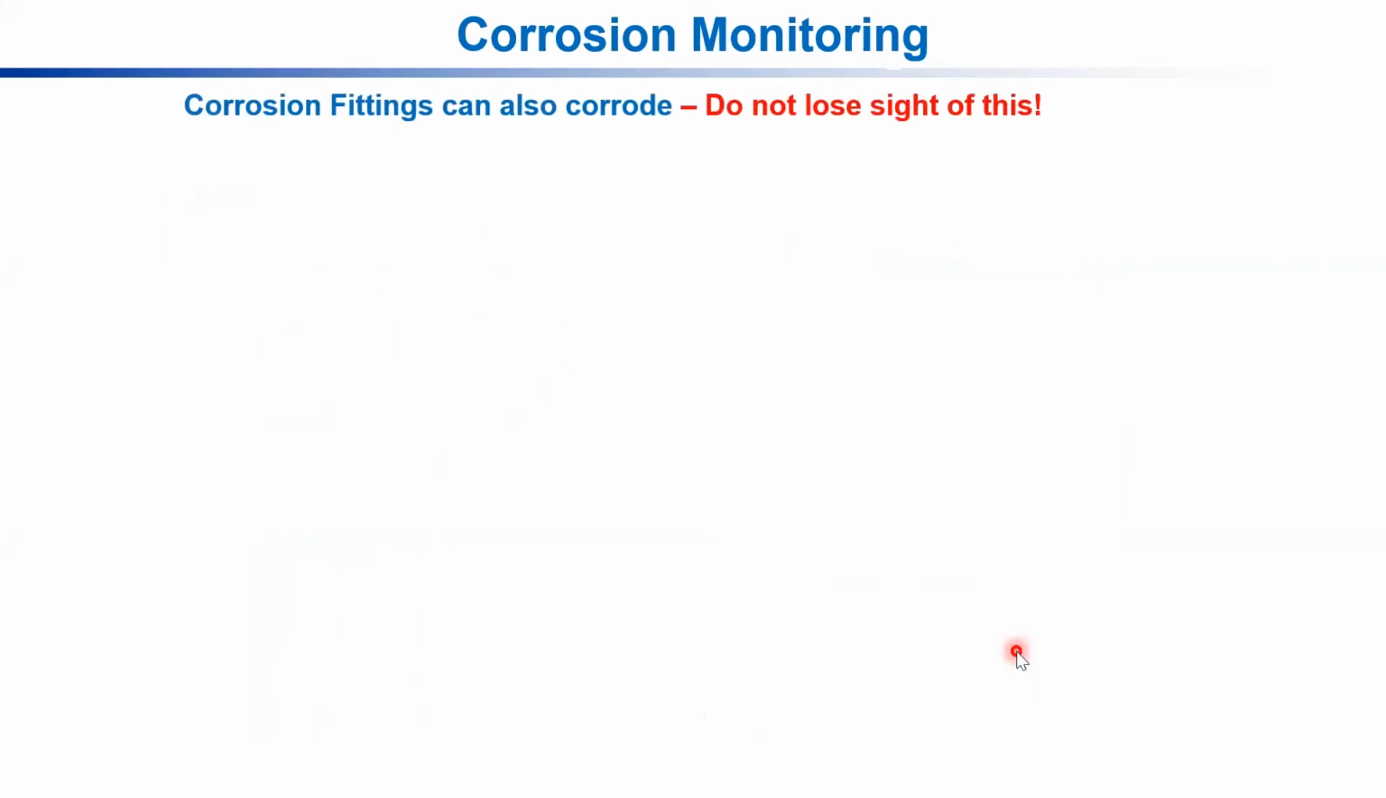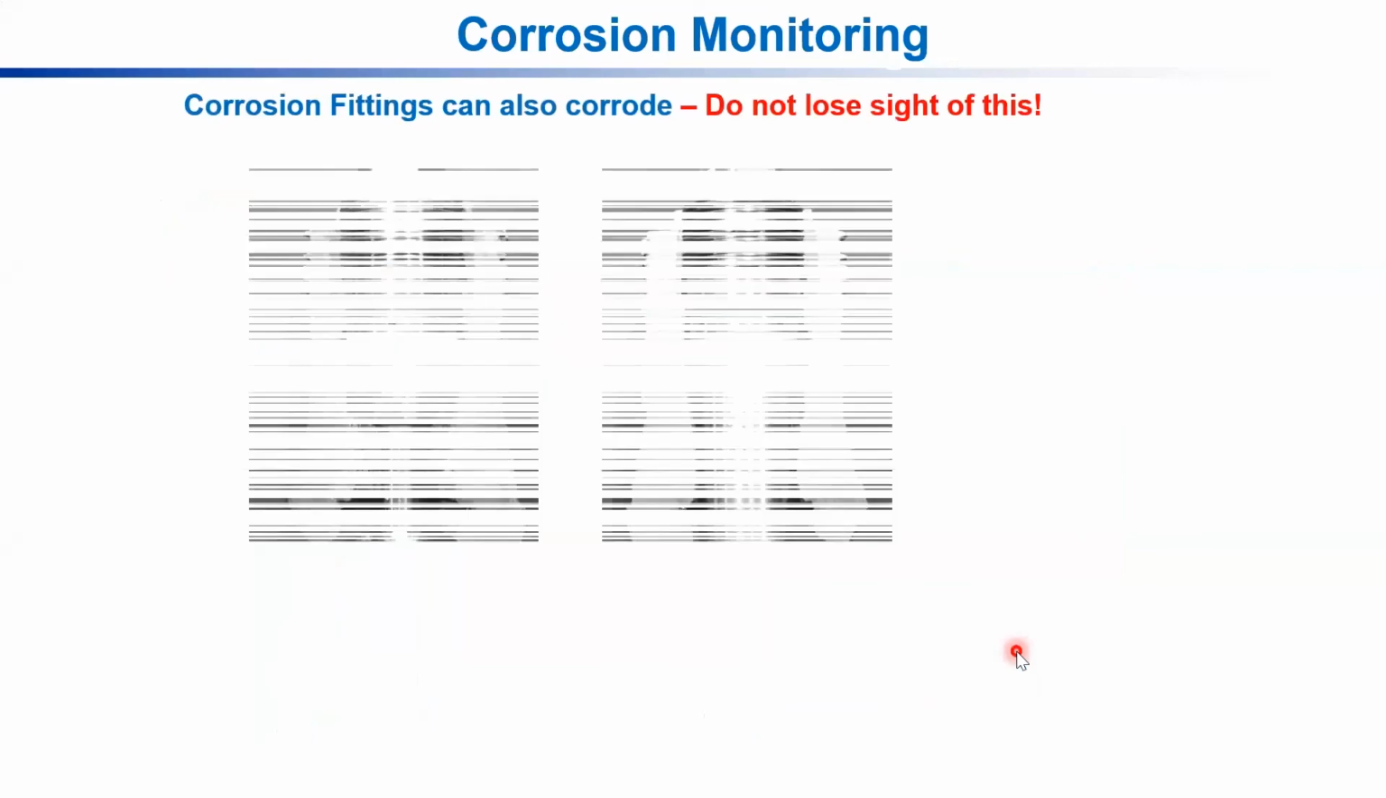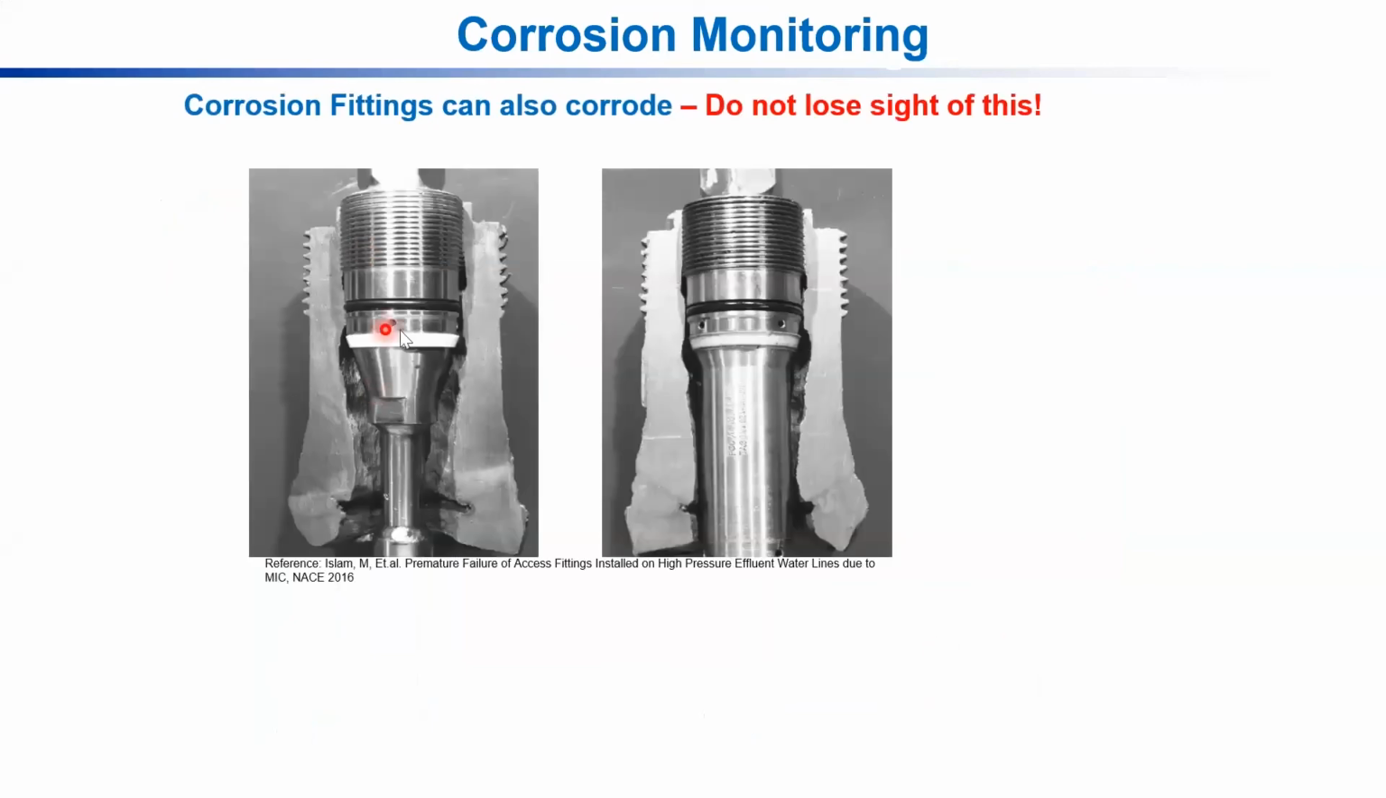Corrosion fittings can also corrode, so please do not lose sight of this. Okay, here we have the fitting. You see now, because of corrosion, we lost the seal here, so it's only the O-ring maintaining the seal. We may have leaks. Okay, how can we avoid this?